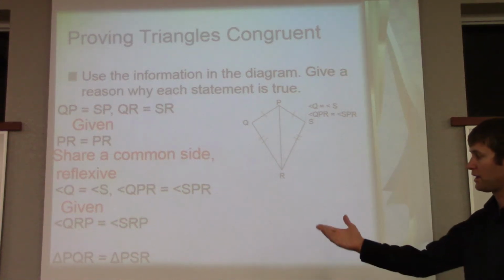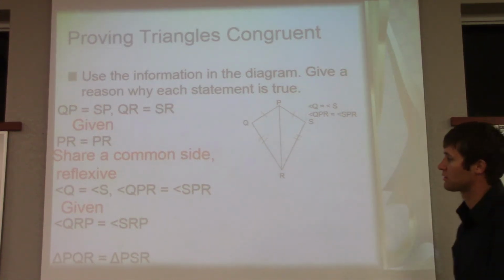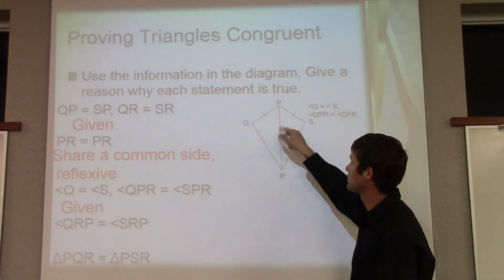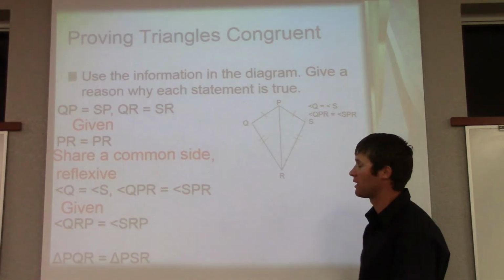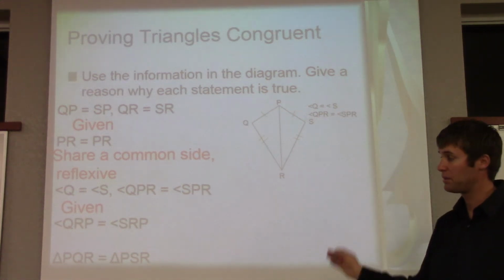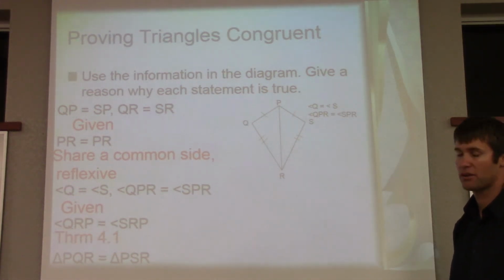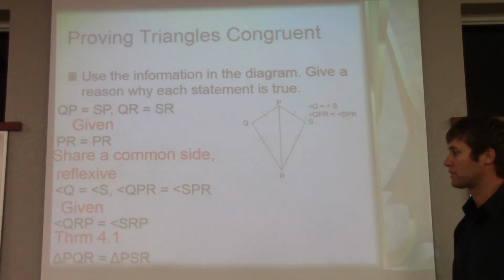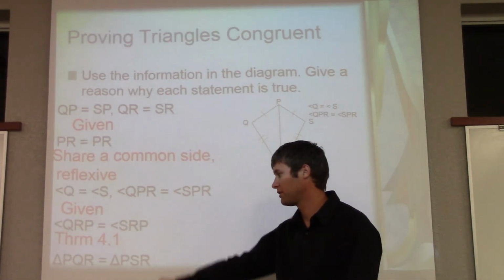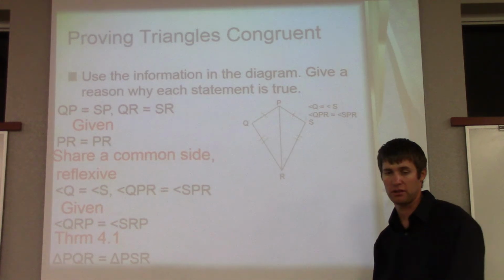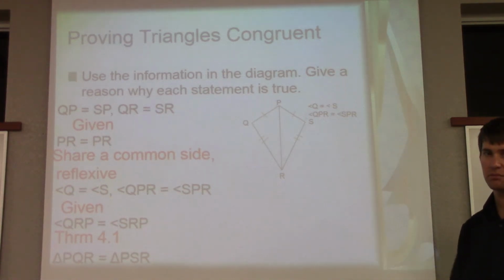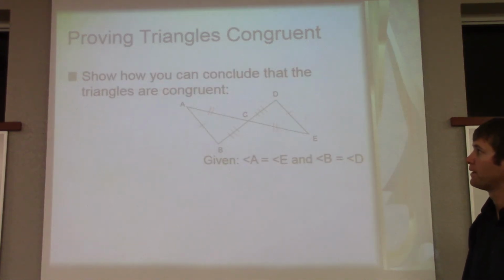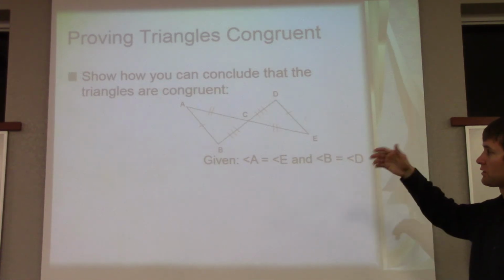So then, how do I know that the other angle is congruent, QRP and SRP? How do I know that's true? Well, that would be the theorem we just went over. Theorem 4.1: if two angles are congruent, then the third angle is congruent. So therefore, we can conclude that the two triangles are congruent because all corresponding parts are congruent. So therefore, the whole thing is congruent.